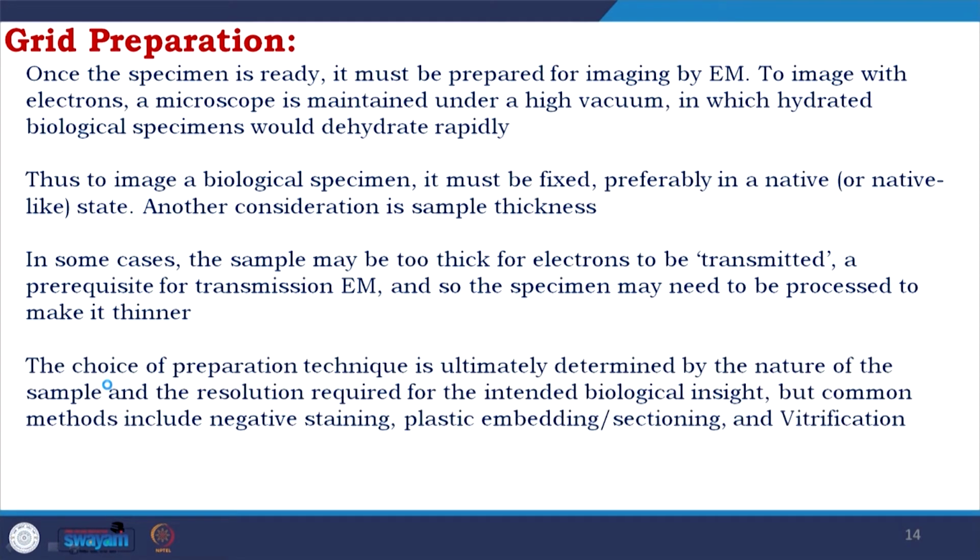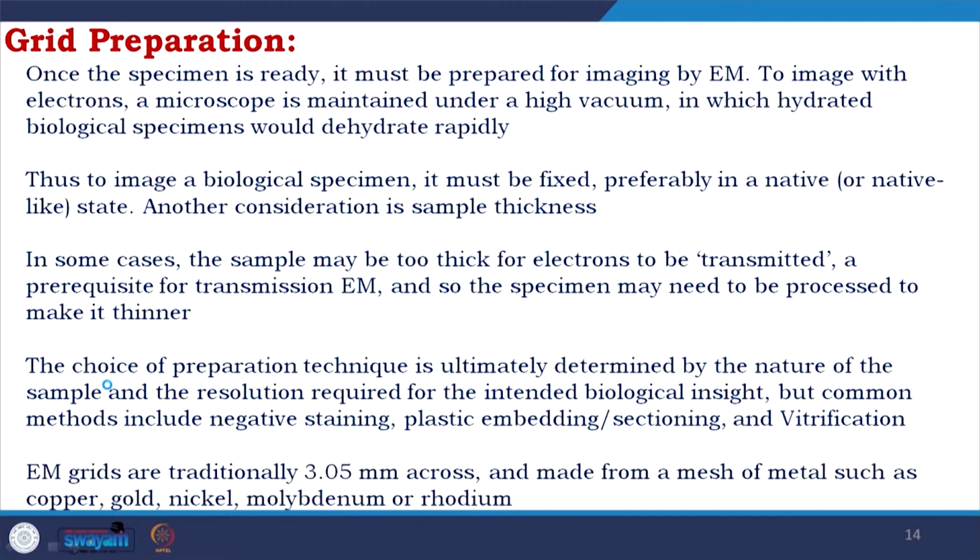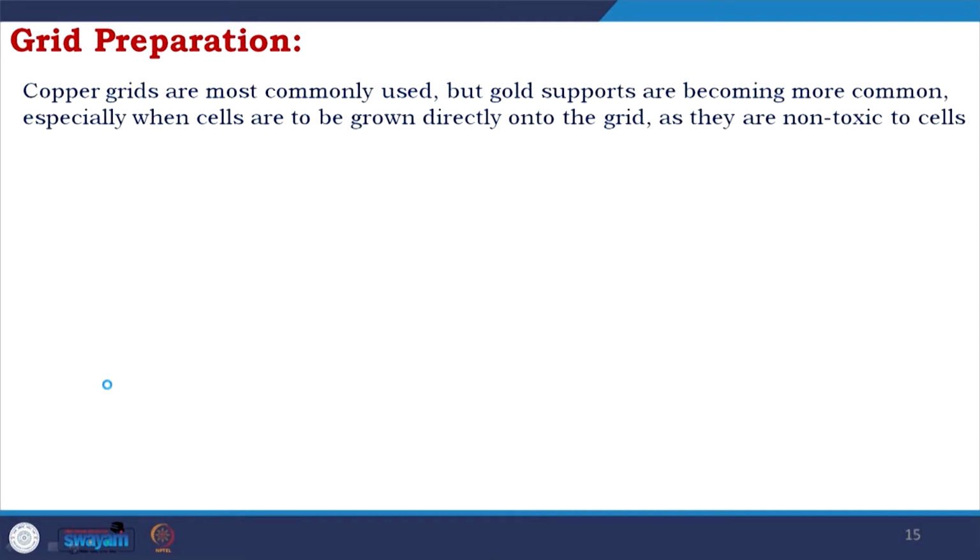The choice of preparation technique is ultimately determined by the nature of the sample and the resolution required for the intended biological insight, but common methods include negative staining, plastic embedding, sectioning and vitrification. EM grids are traditionally 3.05 millimeters across and made from a mesh of metals such as copper, gold, nickel, molybdenum or rhodium. Most commonly used grids are copper grids, but gold supports are becoming more common, especially when cells are to be grown directly onto the grid, as gold supports are non-toxic to the cells.